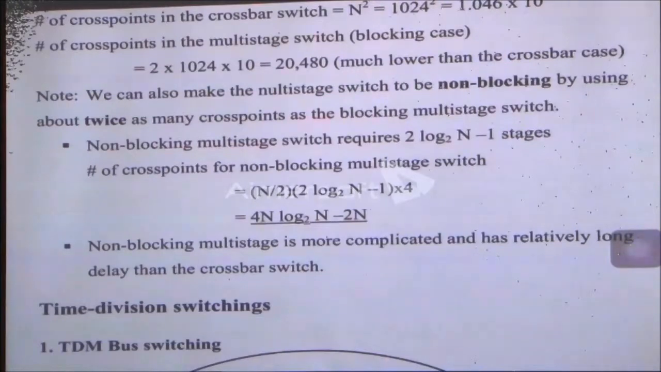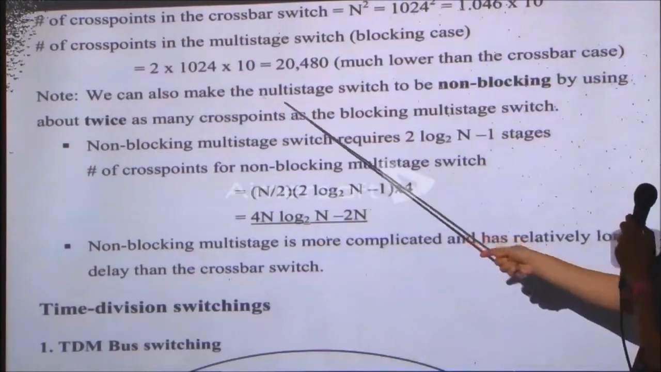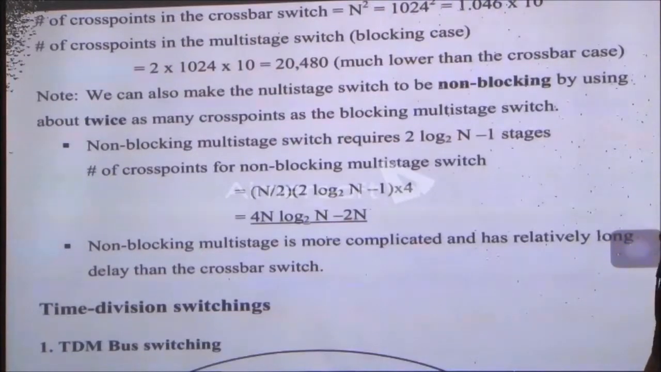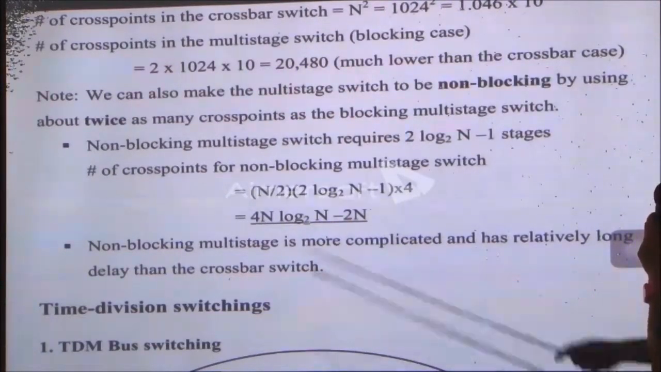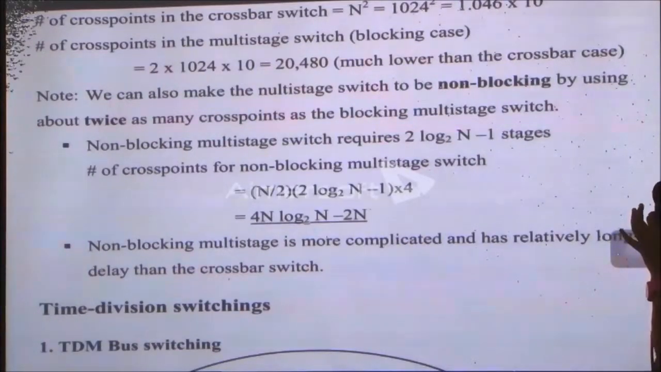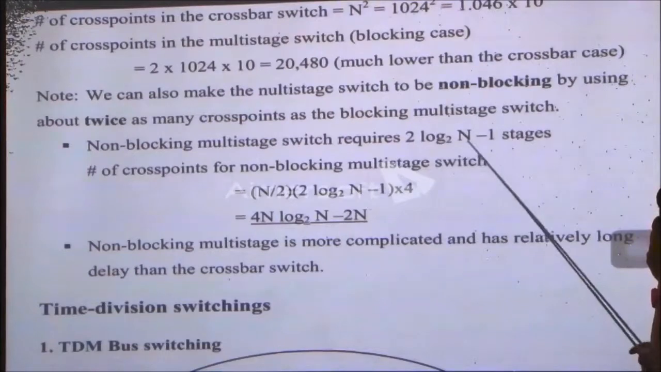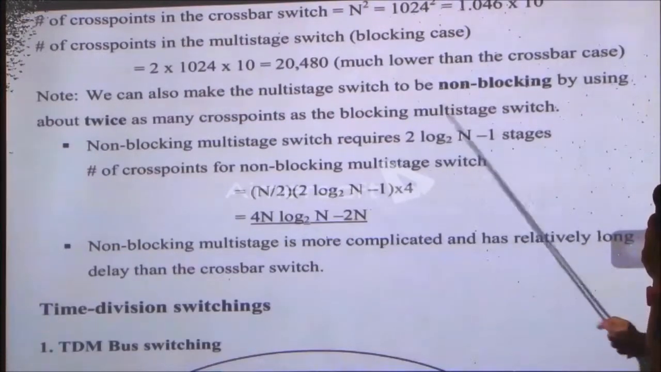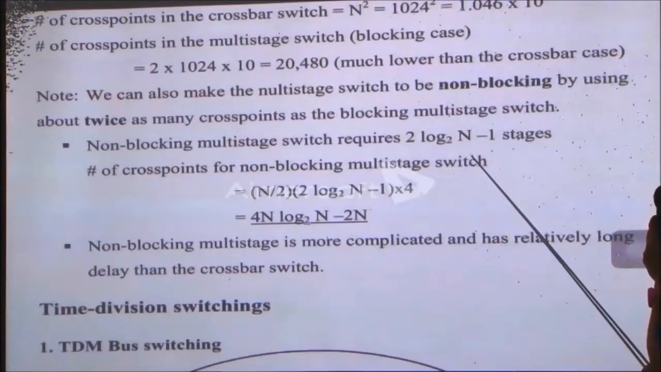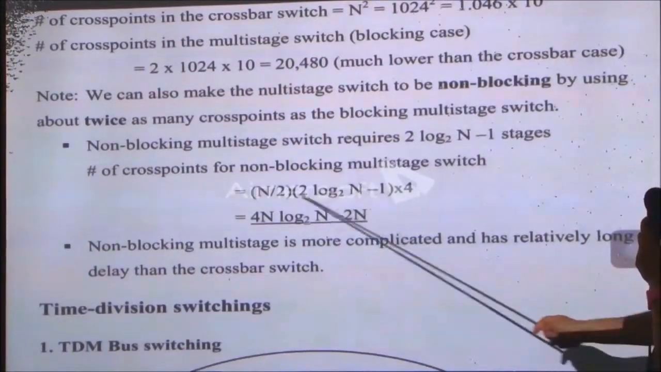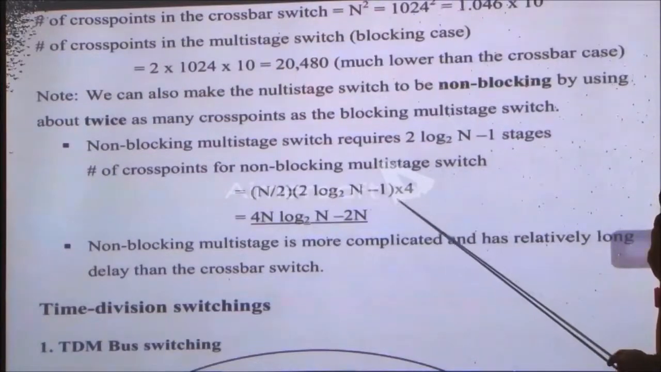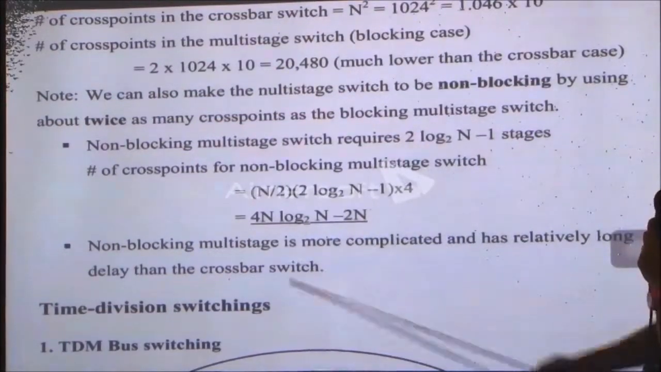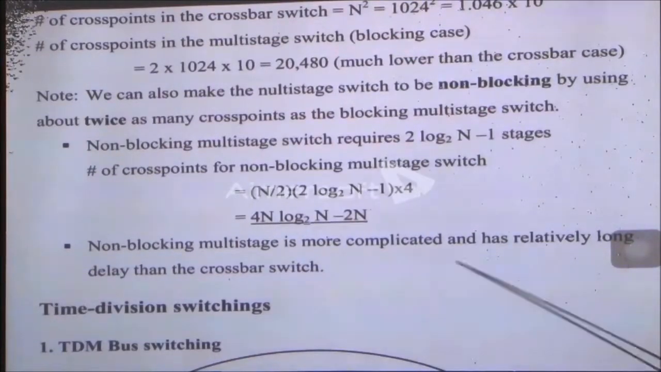As a note, we can also make the multi-stage switch non-blocking, but you have to use about twice as many cross points as the blocking case, and most of the time people use the blocking case. For the non-blocking multi-stage, we require this many stages. When you count the number of cross points, it is the number of stages multiplied by n over 2, multiplied by the number of cross points in each block, so you get this formula. The non-blocking multi-stage is more complicated, and usually it has a very long delay.